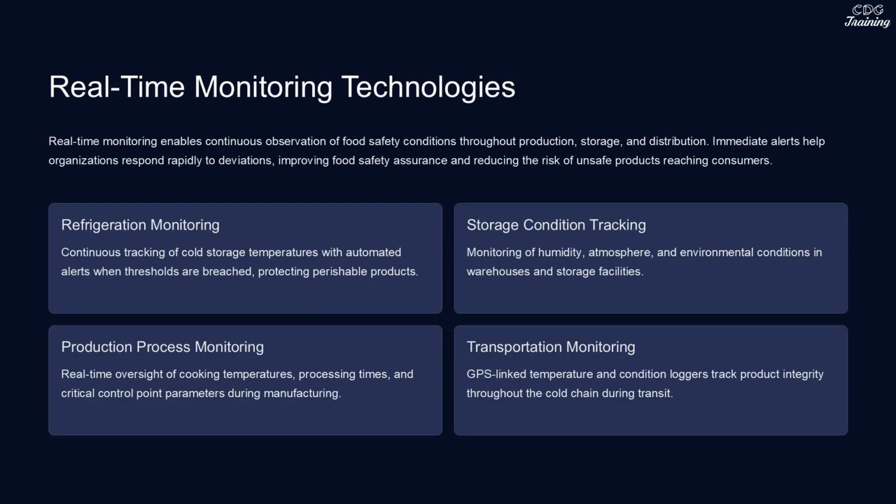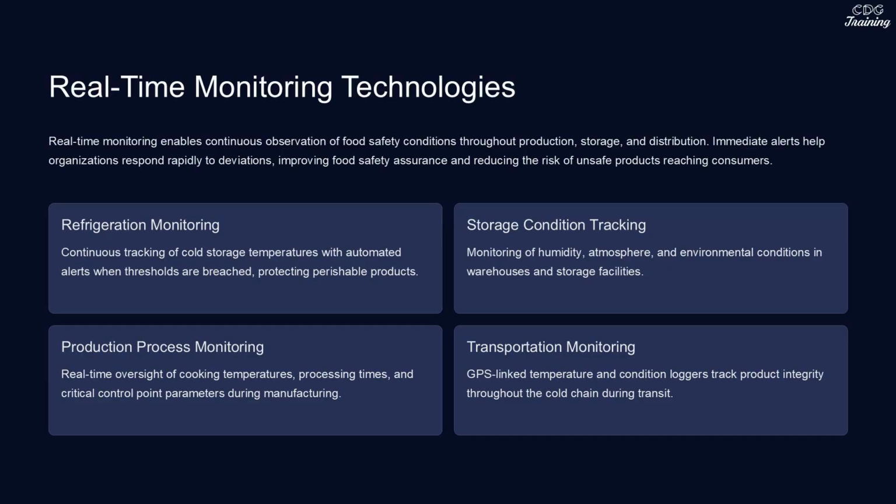Real-time monitoring enables continuous observation of food safety conditions throughout production, storage, and distribution. Immediate alerts help organizations respond rapidly to deviations, improving food safety assurance and reducing the risk of unsafe products reaching consumers. Refrigeration monitoring involves continuous tracking of cold storage temperatures with automated alerts when thresholds are breached, protecting perishable products.